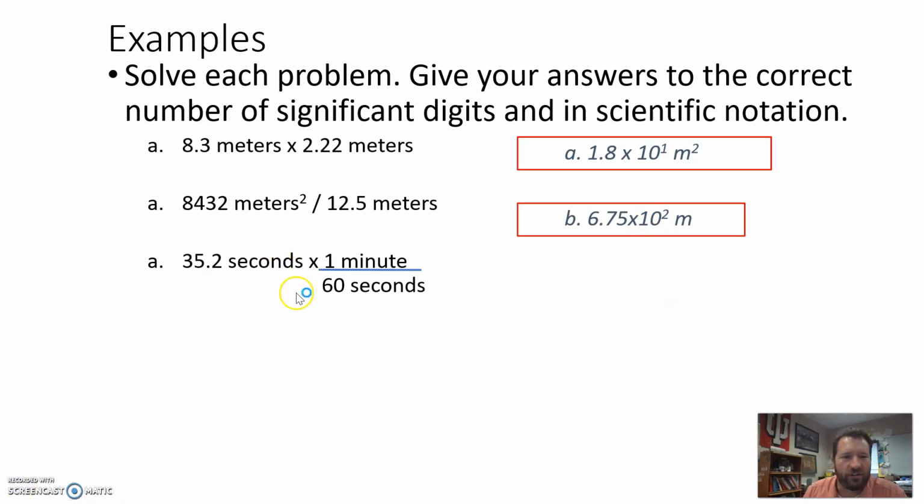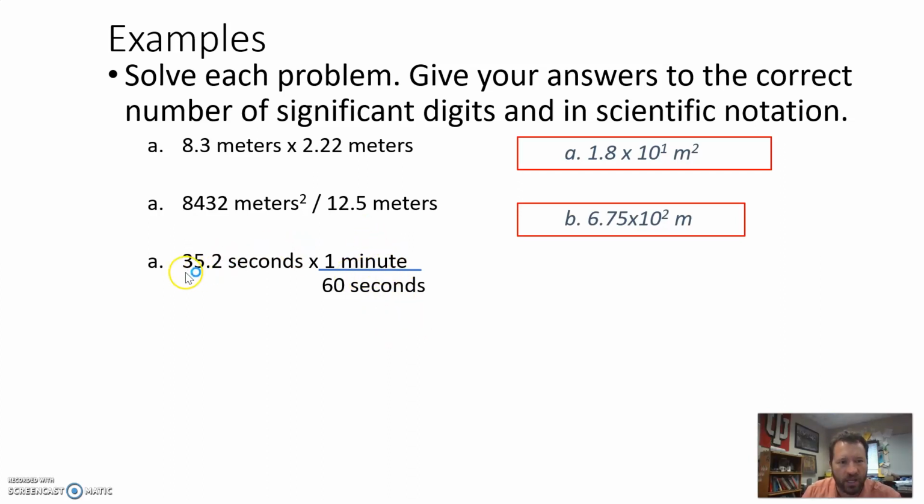All right, taking a look at our last problem here. We have 35.2 seconds times 1 minute per 60 seconds. Remember, this one here is one of those rules where that is an exact number. This does not have any significant digits in it, or it has infinite significant digits. Either way, we're not going to limit ourselves to the number of digits we see here. That is an exact translation.